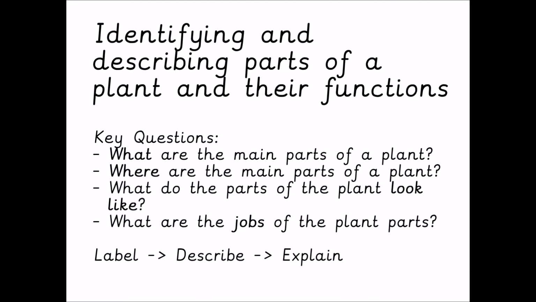So our key questions are: what are the main parts of a plant? Where are the main parts of a plant? What do the parts of the plant look like? And what are the jobs of the plant parts? You will need to label each part of the plant, and all of you should be able to do that by the end. Most of you should be able to describe what the plant parts do. And then some of you will be able to explain how the jobs of the plant parts link together.